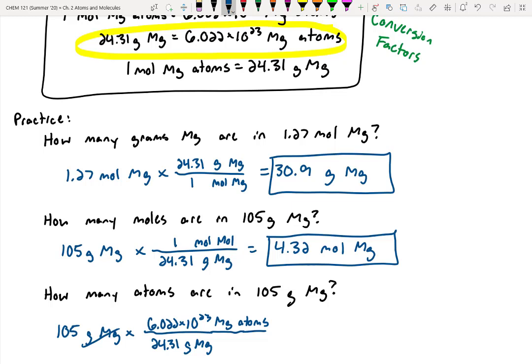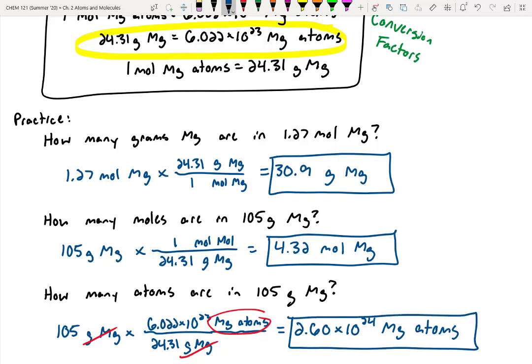So we can go ahead and cancel out our grams of magnesium here, and we're going to be left with magnesium atoms. So if we go ahead and do this, we keep the colors the same, we're going to be left with a number that is 2.60 times 10 to the 24th magnesium atoms. So make sure you do practice these unit conversions. The number one mistake I see students make is they accidentally flip-flop these numbers. It's important to remember which number goes on which side. It's very easy to mess up unless you practice it a fair amount though.